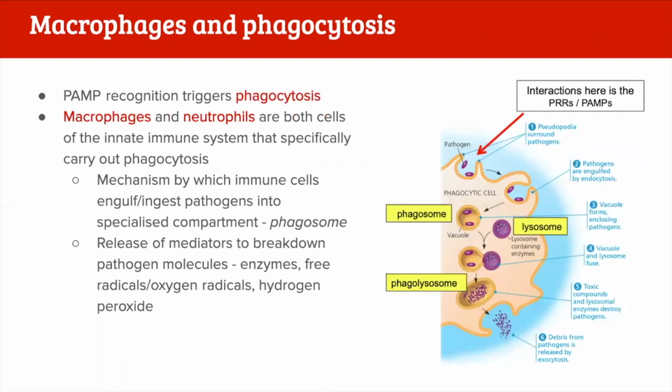Now, talking about macrophages and phagocytosis, PAMP recognition actually triggers phagocytosis. So macrophages and neutrophils are both cells of the innate immune system that specifically carry out phagocytosis. And this is just a mechanism by which immune cells engulf or ingest pathogens into specialized compartments, which is called a phagosome. So your immune cells will engulf it, and then it will join with a lysosome, which will create a phagolysosome.